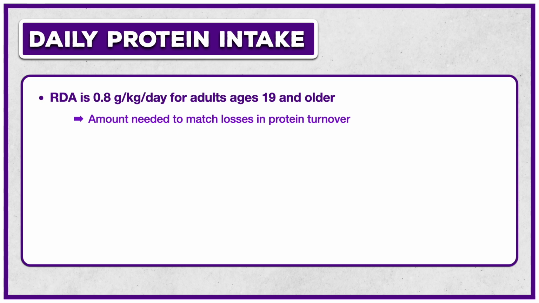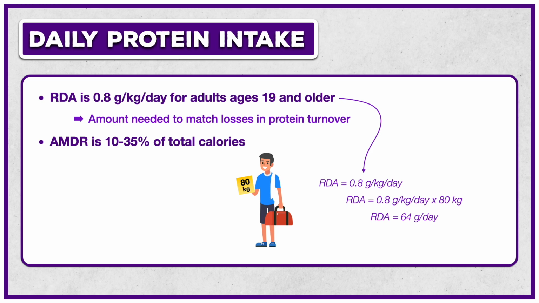Starting with daily protein intake, the RDA is 0.8 grams per kilogram per day for adults ages 19 and older, which is the amount needed to match losses in protein turnover. Meanwhile, the AMDR is 10 to 35% of total calories. To see these two recommendations at play, we can pretend we have Mr. Miller, who weighs 80 kilograms. We can take the RDA, multiply it by 80 kilograms, and get 64 grams per day. If we want to use the AMDR and know Mr.